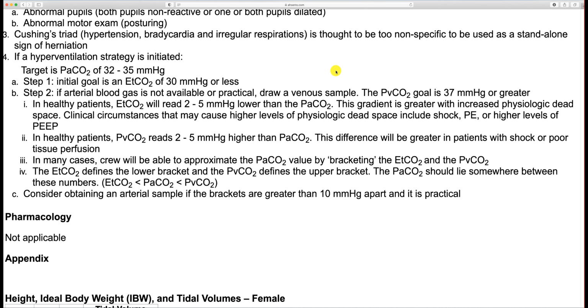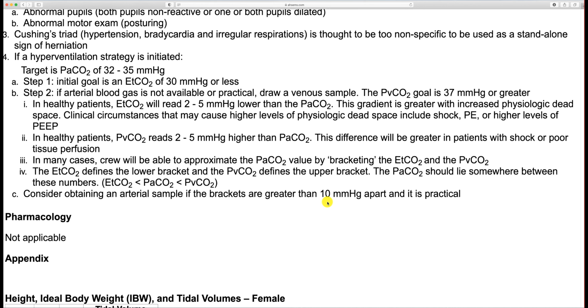You just know the arterial is going to be somewhere between 30 and 79, but it could be anywhere in there. So when the brackets are wider, and we a bit arbitrarily choose 10 as a number that will define narrow versus wide brackets, if the brackets are greater than 10 and you can do an arterial sample, we would recommend trying that in the brain injured patient.